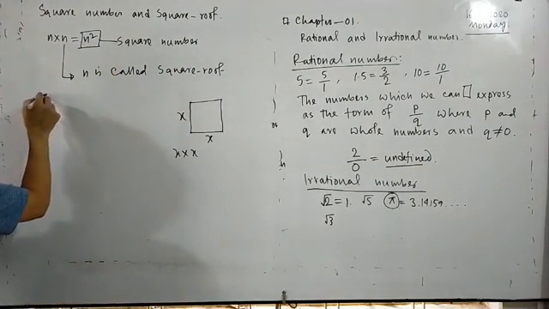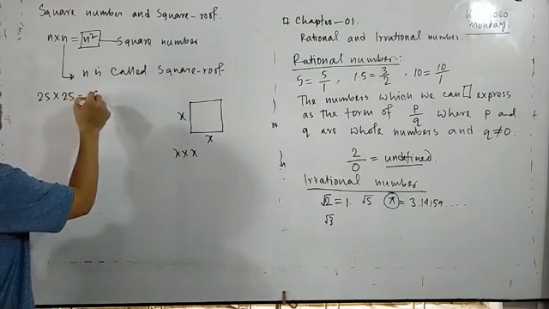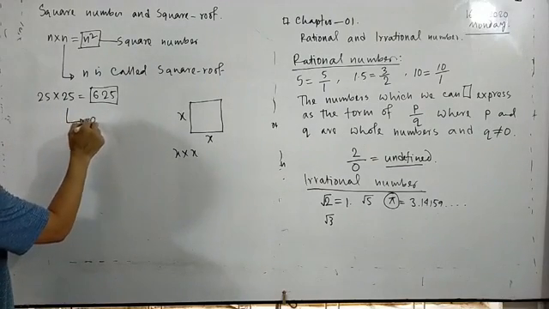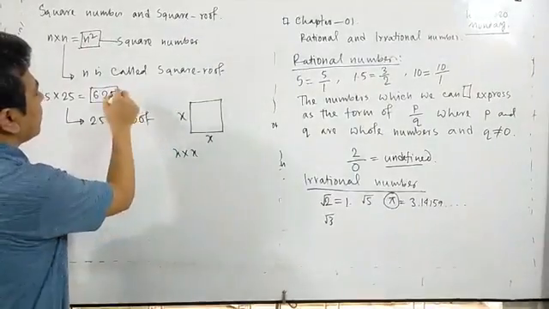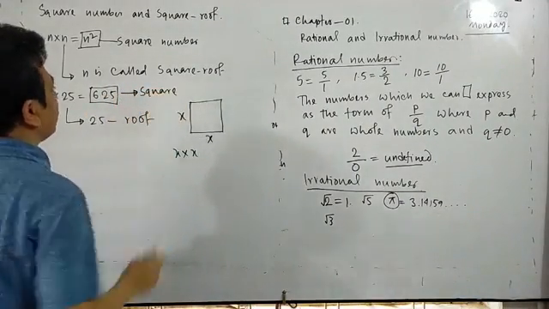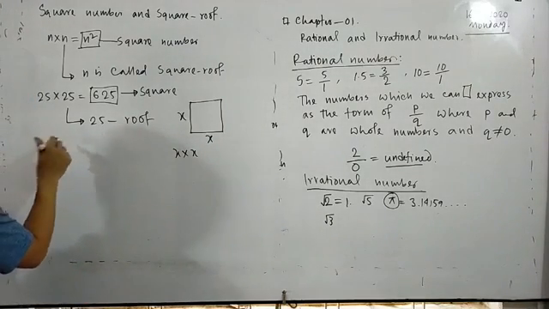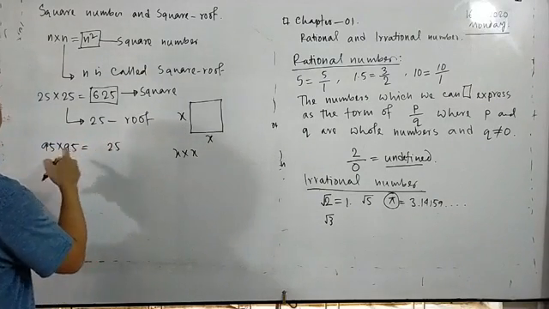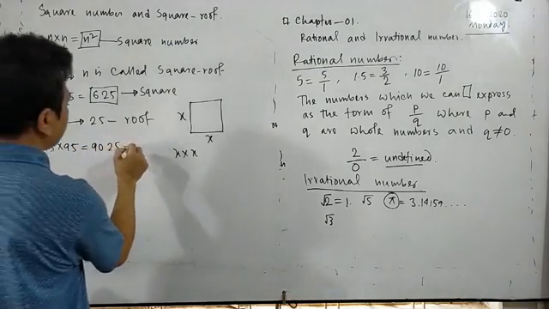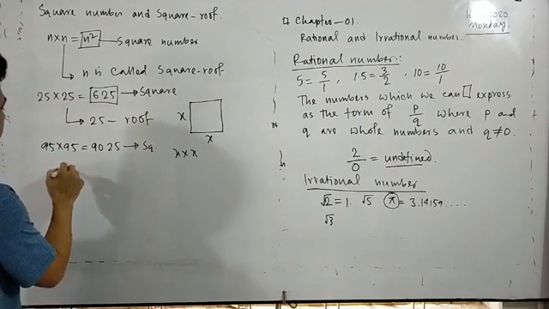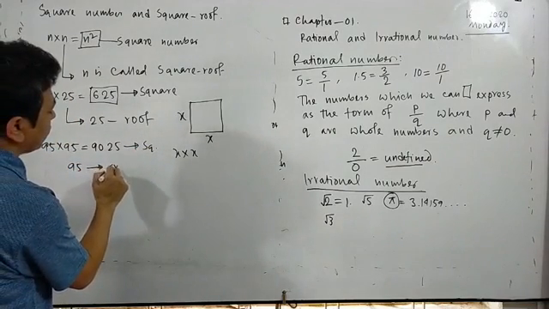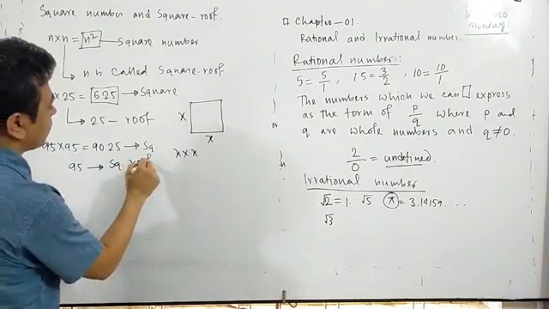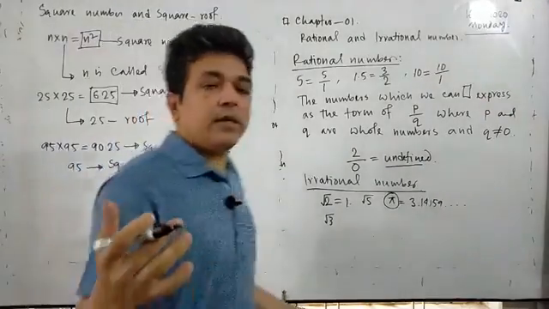For example, 25 into 25 is 625. So this one is a square number, and 25 is the square root. This one is the square and this one is the root. I hope all of you understood. For example, if you multiply 95 into 95, this one is the square number, and 95 is the square root. I hope all of you get the idea what is square number and what is square root.